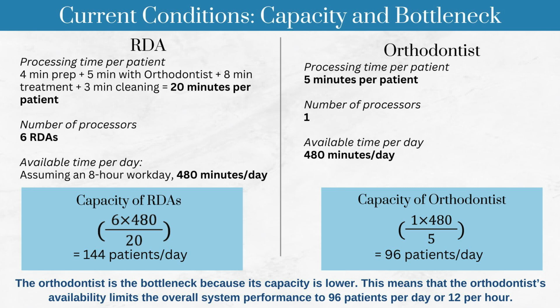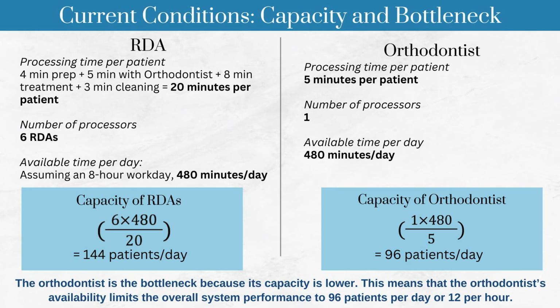When looking at the orthodontists, we can see that their processing time is 5 minutes per patient. However, there's only one orthodontist, there's only one processor. And so, assuming an 8-hour workday, we can see that the capacity of the orthodontist is 96 patients a day. The orthodontist in this situation is the bottleneck because they have the lower capacity, which means that the orthodontist availability limits the overall system performance to 96 patients per day, even when the RDAs can see 144 patients per day.